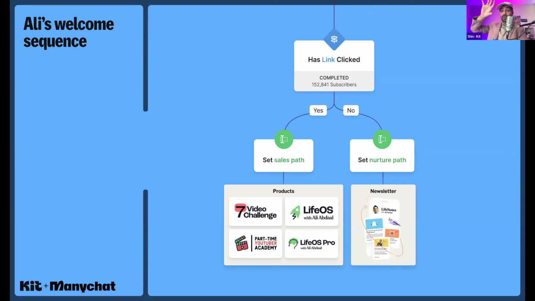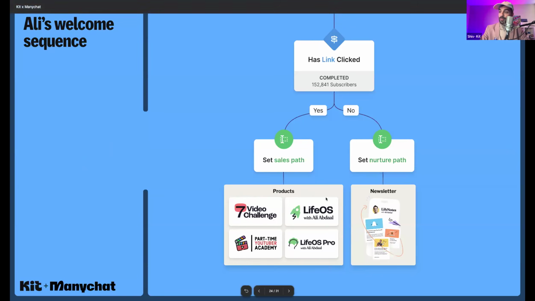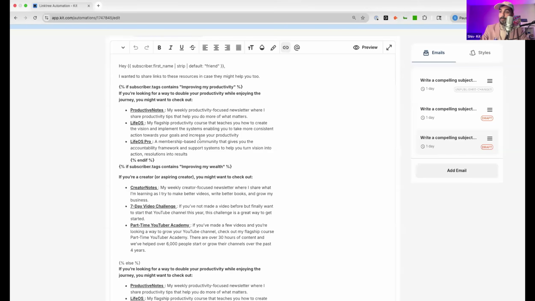Now, conversely, if your goal is to build wealth and you are struggling with accountability, his Part-Time YouTuber Academy is a great place for you to understand and have a community of people to be accountable to. And again, if it's wealth and not knowing what the next step is, he has this great product for you called the 7-day video challenge, right? So we have the right next step for people based upon what we understand about them.